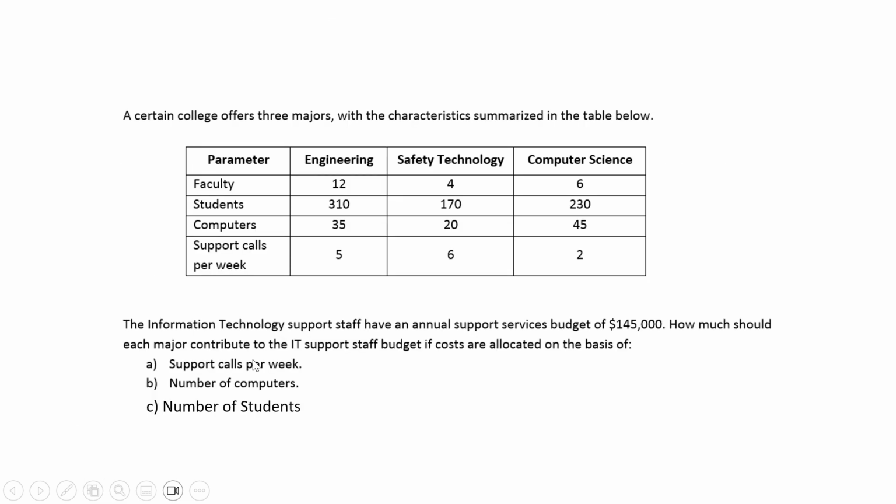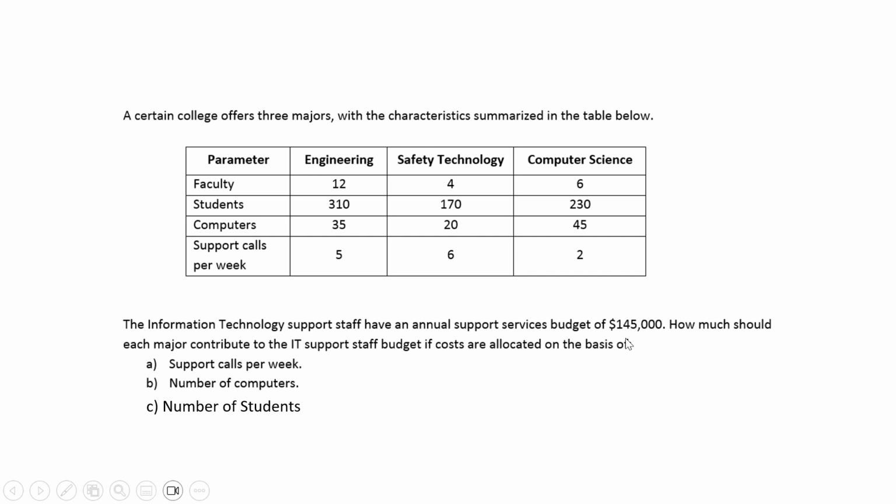So the last part of the in-class exercise on the second page, activity-based costing, we're looking at a hypothetical where, let's say, there was a college that had 3 majors: computer science, safety technology, and engineering. Those are the 3 majors within the college, and they're very different in size, very different in the number of students they've got, how much computing resources they use, and the number of support calls per week that they send to the IT department. So if we knew that the college had to give $145,000 per year to the IT department, then there's a variety of ways you could do that.